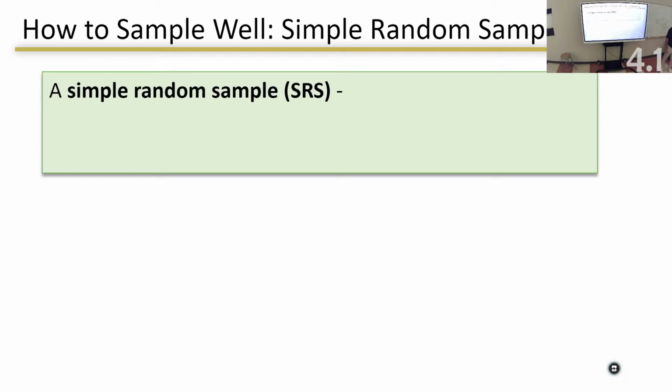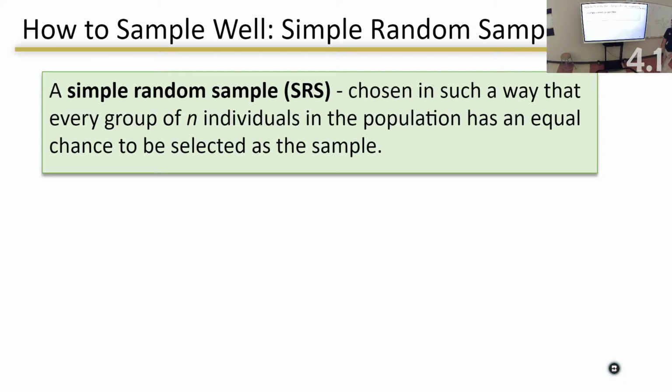Simple random sample, okay? And what that is, I don't like this definition. I probably need to change it. But basically, everybody has an equal chance of being selected. Every individual, they say group of individuals, has an equal chance of being selected. Every group has an equal chance. This group has an equal chance as this group. This person has an equal chance as all the other people.